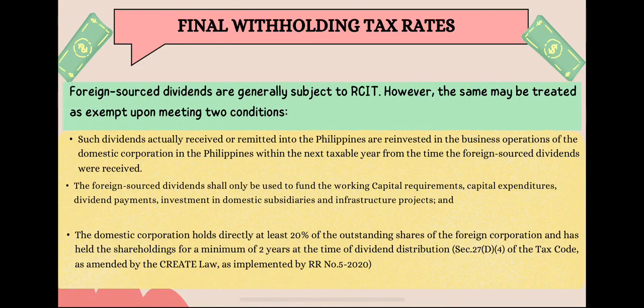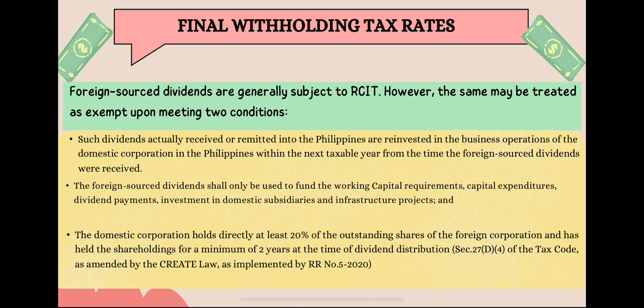Now let's move to our next slide. Let's discuss the exemption of foreign source dividends received by domestic corporation. In general, foreign source dividends are subjected to RCIT or regular corporate income tax. However, it will be exempted if all of these three following conditions concur.